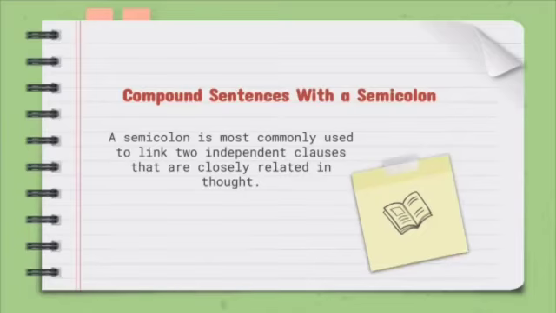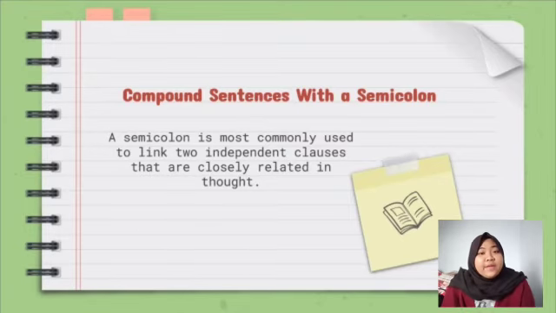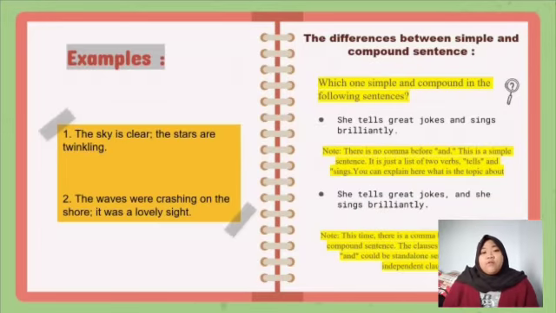Okay, here I will explain about compound sentences with a semicolon. A semicolon is most commonly used to link two independent clauses that are closely related in thought. For example, the first is: The sky is clear; the stars are twinkling. And the next one is: The waves were crashing on the shore; it was a lovely sight.